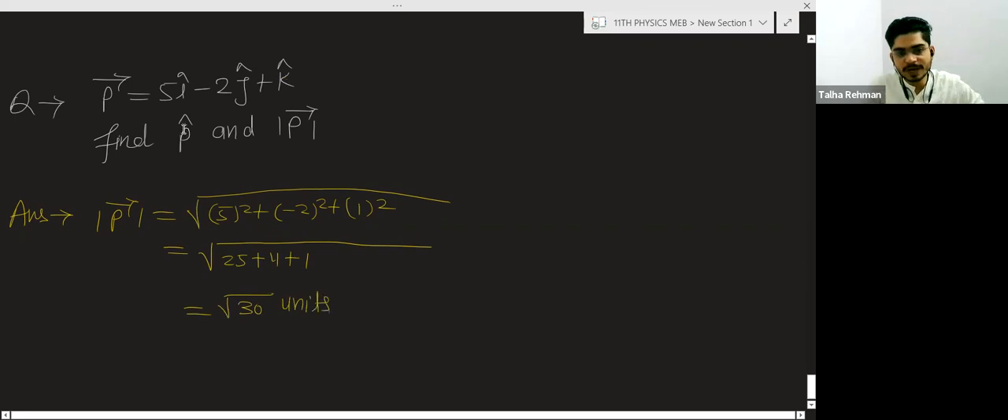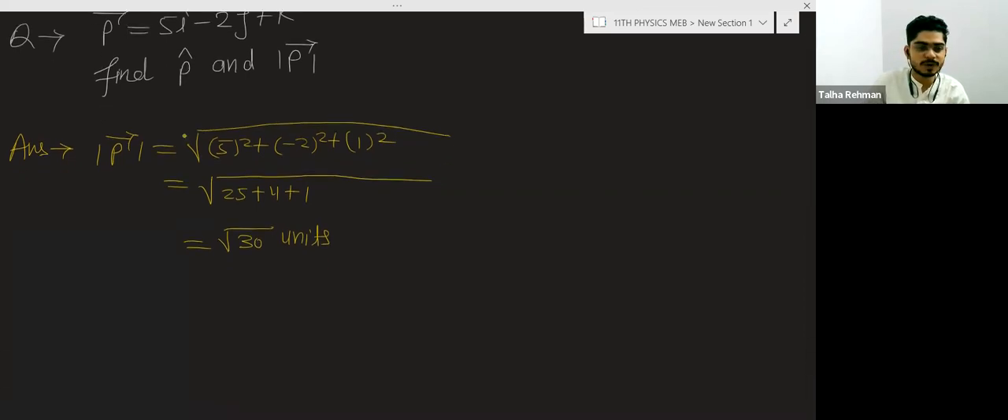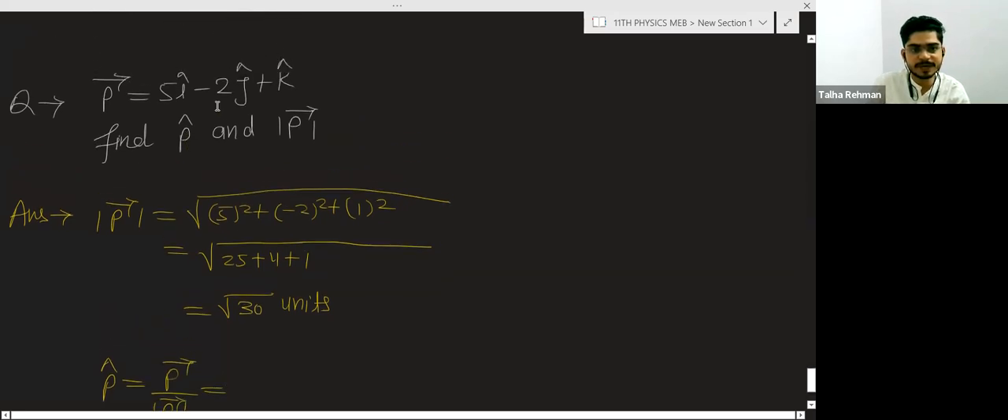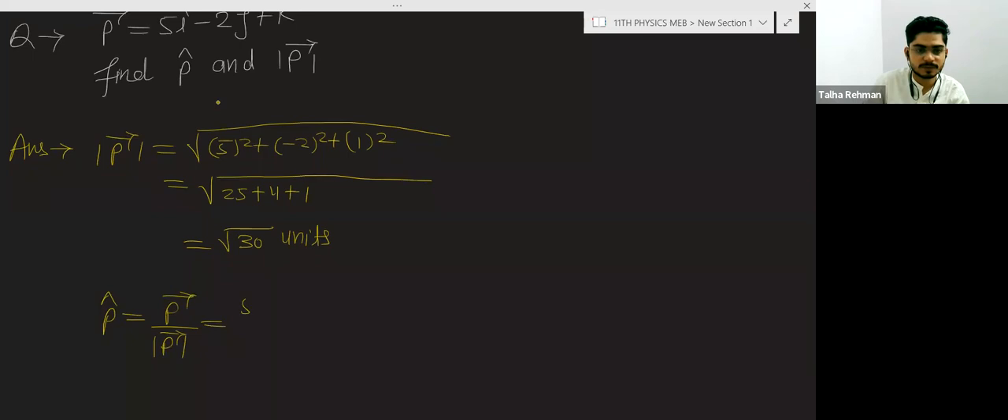And what I have told you, the unit vector is represented in this form, p cap. And what is the formula for calculating the unit vector of any vector? The vector divided by the magnitude of that vector. So write the vector p, 5i minus 2j plus k, 5i minus 2j plus k cap divided by root 30.